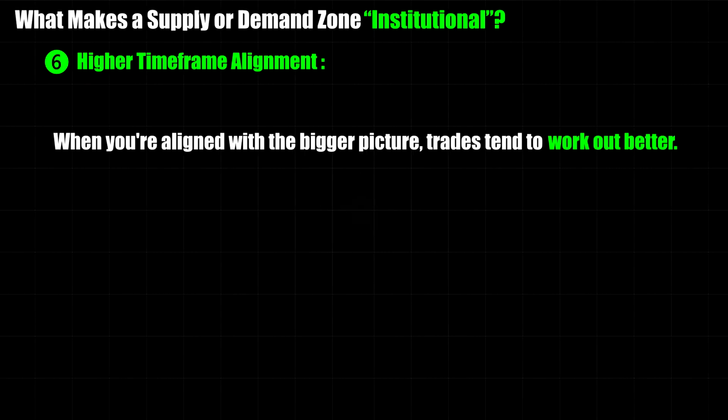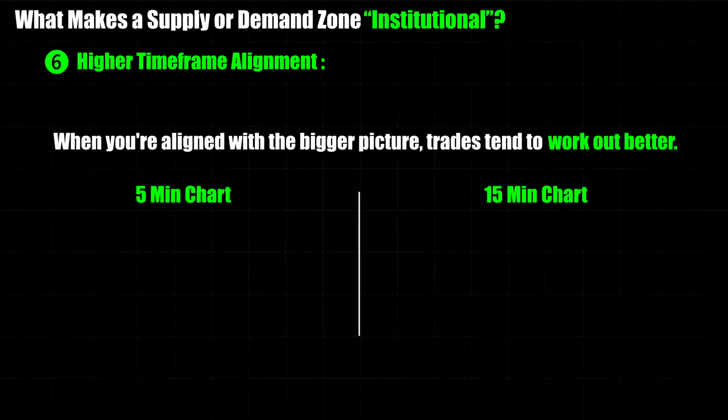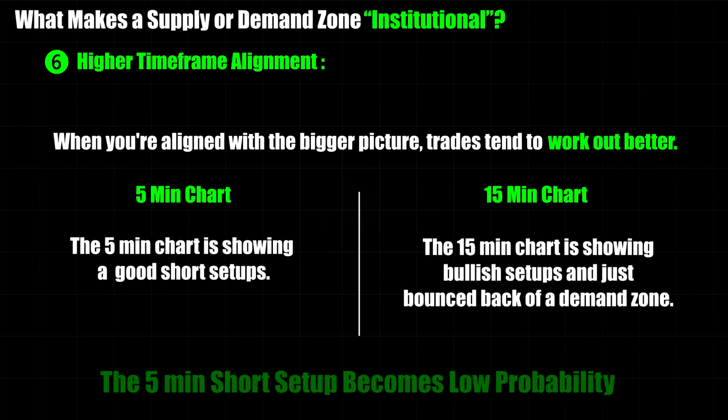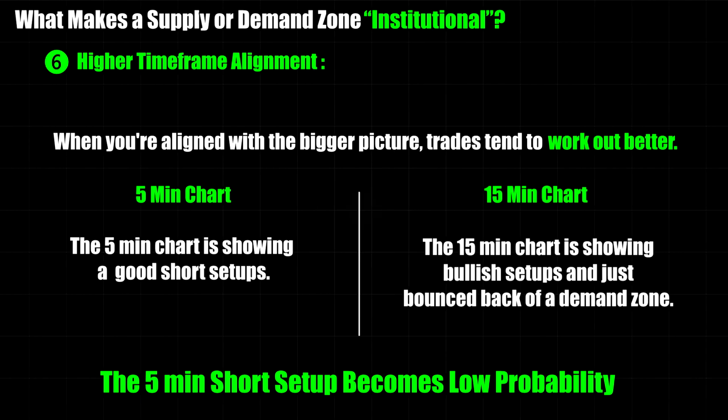6. Higher time frame alignment. When you're aligned with the bigger picture, trades tend to work out better. For instance, a short may look good on the 5-minute chart, but if the 15-minute is showing bullish structure and has just bounced off a demand zone, that short becomes risky. Higher time frames usually dominate, and multi-timeframe analysis helps filter out weak trades, saving you from unnecessary losses.